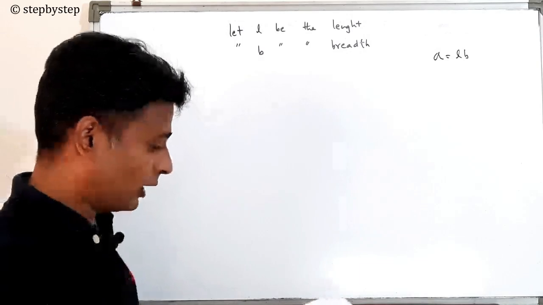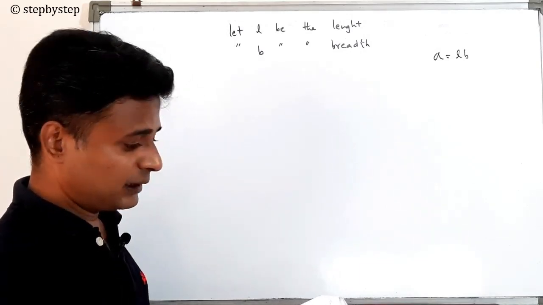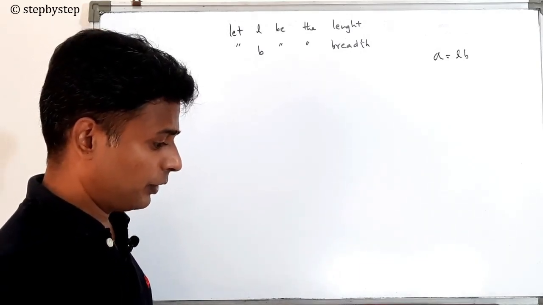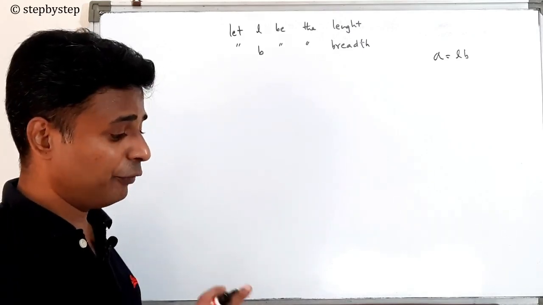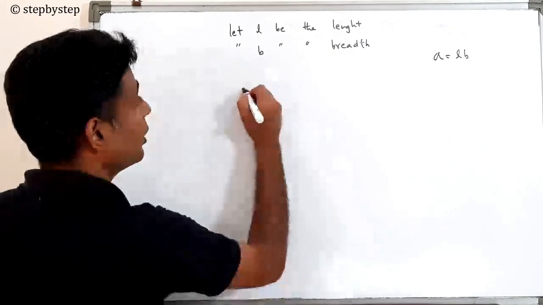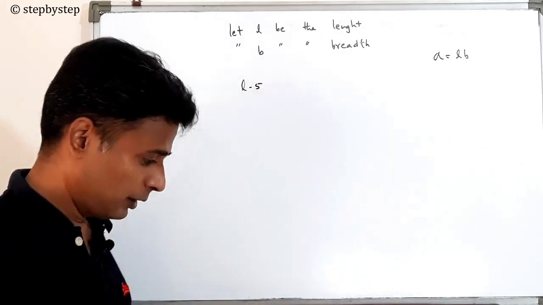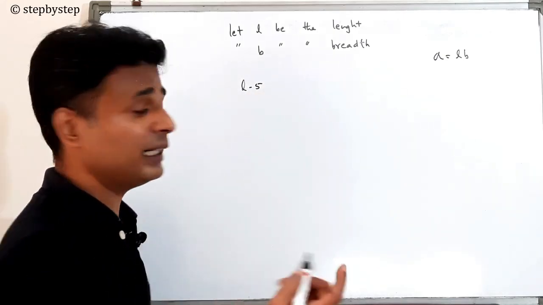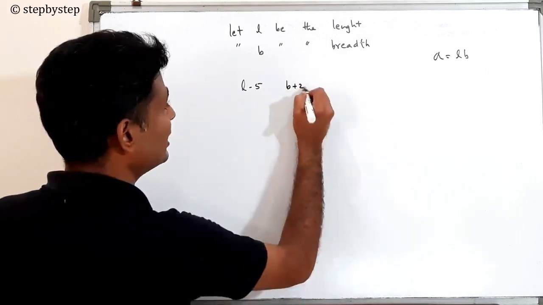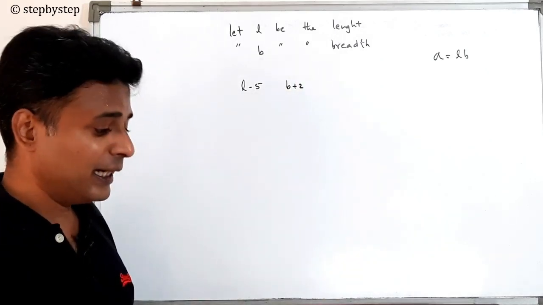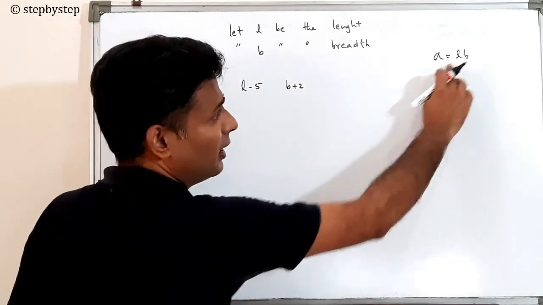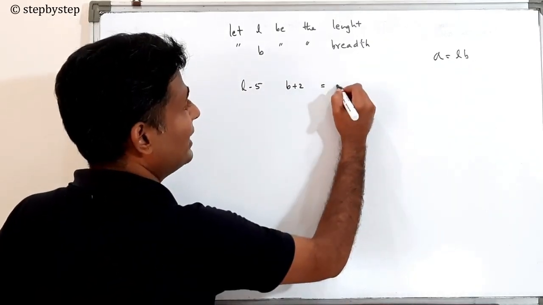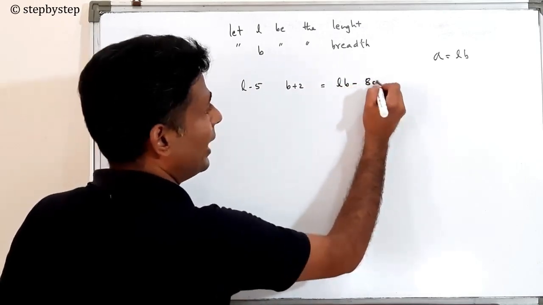Now what have they said? First situation: the area of a rectangle gets reduced by 80 square units if length is reduced by 5. So what is the new length? L minus 5. And breadth is increased by 2. When we do this, the area gets reduced by 80 square units. What is our original area? L into B. That gets reduced by 80 square units.